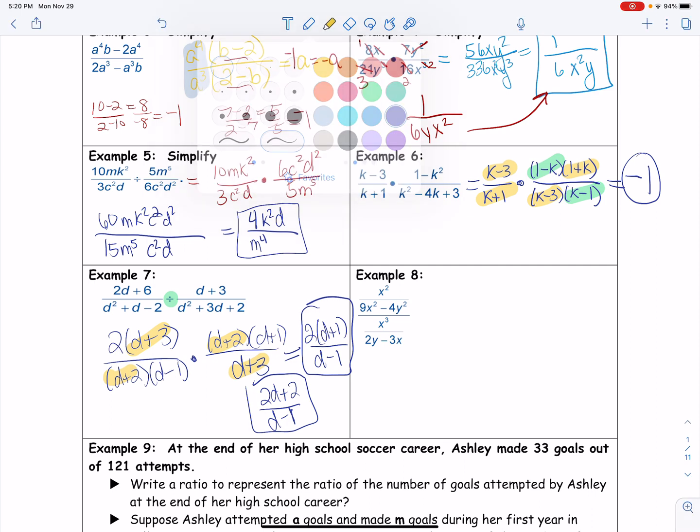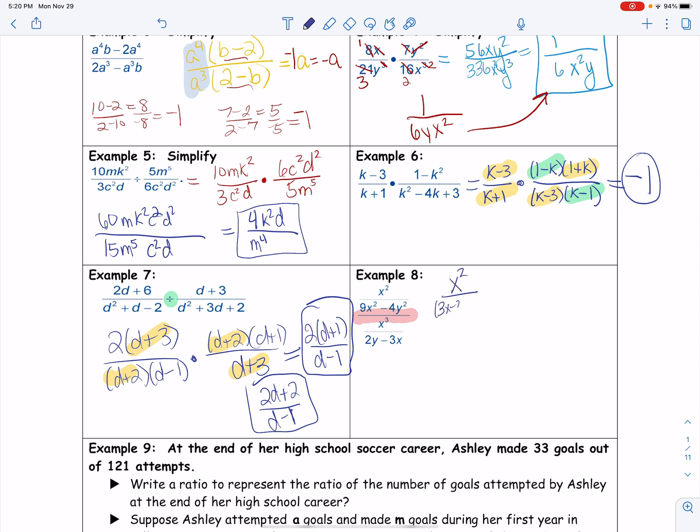Okay, now if you look at the next one, this is actually just like the last one. You're taking a fraction divided by a fraction. So I'm going to rewrite it. So you have x squared over, well, that's difference of squares, 3x minus 2y, 3x plus 2y. And then I'm going to multiply by the reciprocal. So that's 2y minus 3x over x to the third.